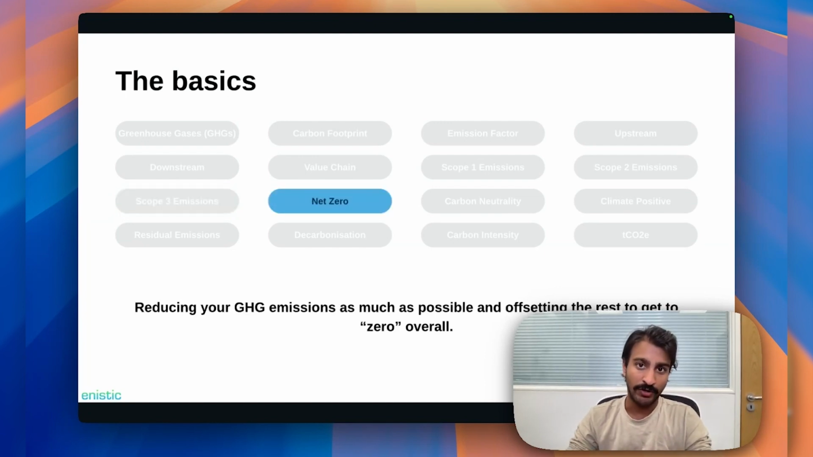Net zero is a term we've all heard. It essentially means the process of reducing your greenhouse gas emissions as much as possible and offsetting the rest to get to zero overall. A net zero target is the year by which you want to achieve that zero mark, usually 2050 at the latest.